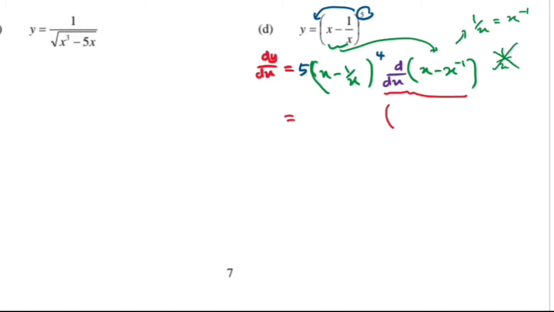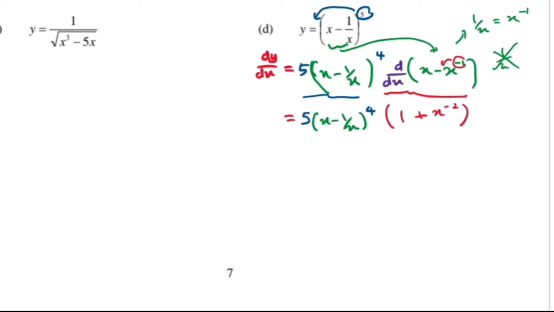To differentiate x, you get 1. Differentiate x power negative 1. Bring power to the front. Negative meets negative will be positive. And then subtract 1 with the power will be negative 2. And then just copy down the others in front.